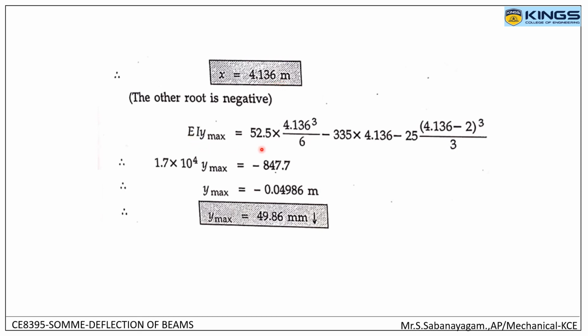Hence the positive one is taken and substitute x equal to 4.136 in the deflection equation, that is EIy max equal to 52.5 into, instead of x, 4.136 is substituted, whole cube by 6 minus c1 value into x, minus 25 into (4.136 minus 2) whole cube by 3. So the value of EI is 1.7 into 10 power 4. Hence the value of y max will become minus 0.04986 meter. So y max is equal to 49.86 mm. In terms of mm, the maximum deflection is converted. So deflection is represented with a downward arrow mark.